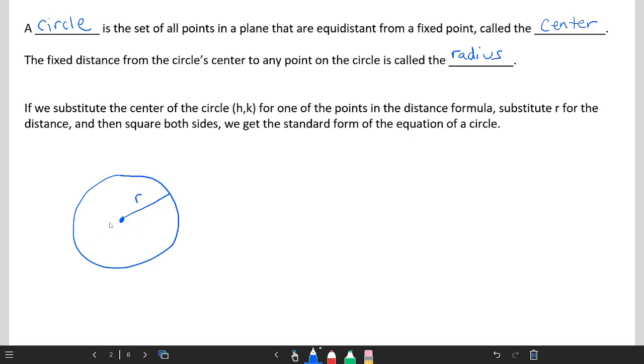When we're writing the equation of a circle, we usually use h and k for the coordinates of the center. And then we use our variables x and y to represent any point on the circle. Now, if we think about this as the distance between 2 points, we can use our distance formula. R is the distance. And we know that distance is given by the square root of the difference in the x values squared. So here that's x minus h, plus the difference in the y values squared. And here the y values are y and k.